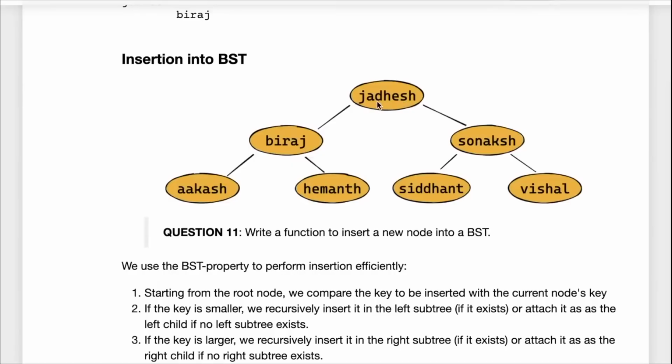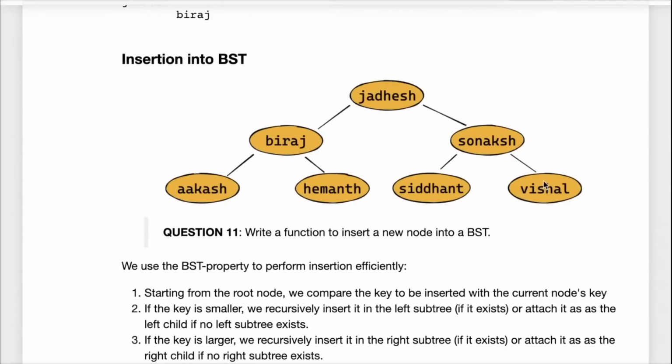So if the key is smaller, we recursively insert it into the left subtree. And if the key is larger, we recursively insert it into the right subtree. So then we encounter Sonaksh. Tanya is also greater than Sonaksh. T is greater than S. T comes after S. So once again, we recursively call insert on this subtree, the subtree rooted at Vishal.